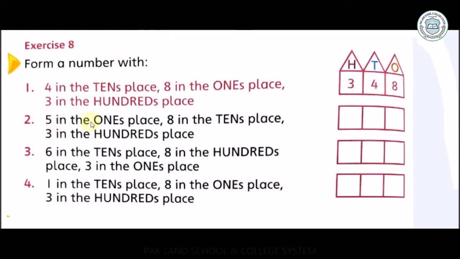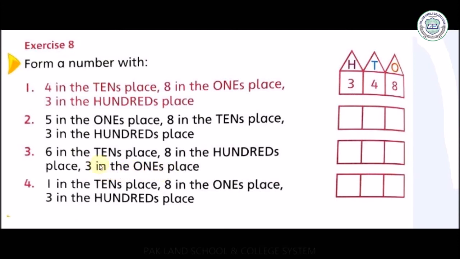The next example we have 5 in the ones place, 8 in the tens place, and the 3 in the hundred place. Starting from this, 5 we write in the ones place. So we write 5 here, and the 8 will be written in the tens place. So we write 8 in our tens place here, and the 3 will be written in the hundred place. So we write 3 in the hundred place. So it will be 385.